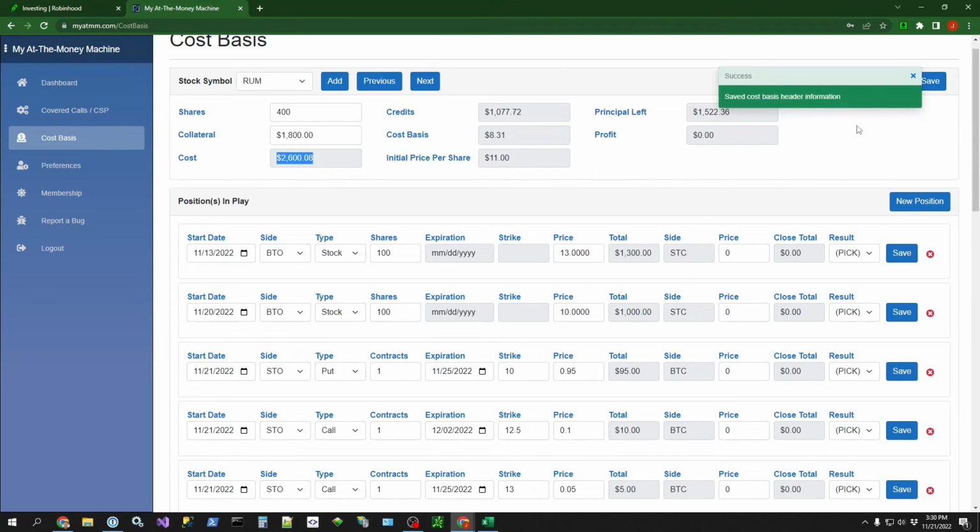So as you can see, obviously all these positions aren't going to execute, but if the puts executed, like if it tanked and went down, then my overall would be 11 without premium. And you can see I've collected $1,000 in premium already on this stock. With the premium added in, my cost basis would be 831.